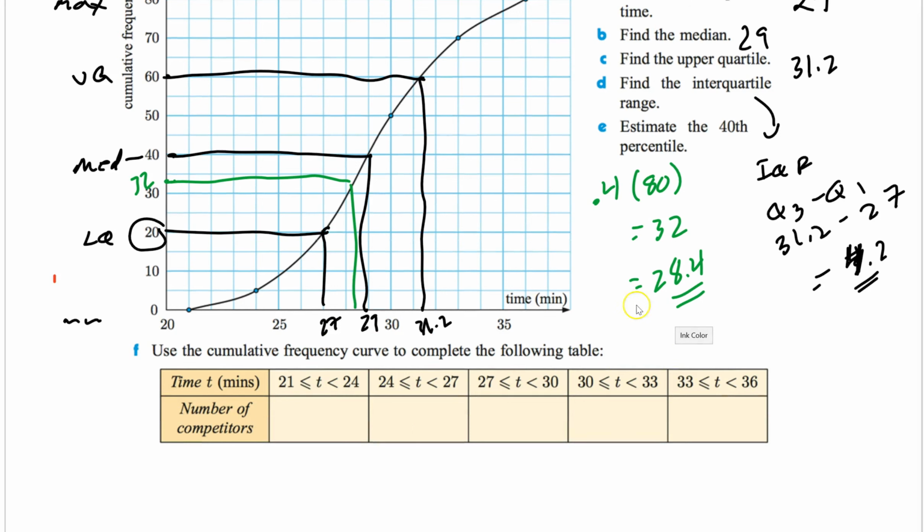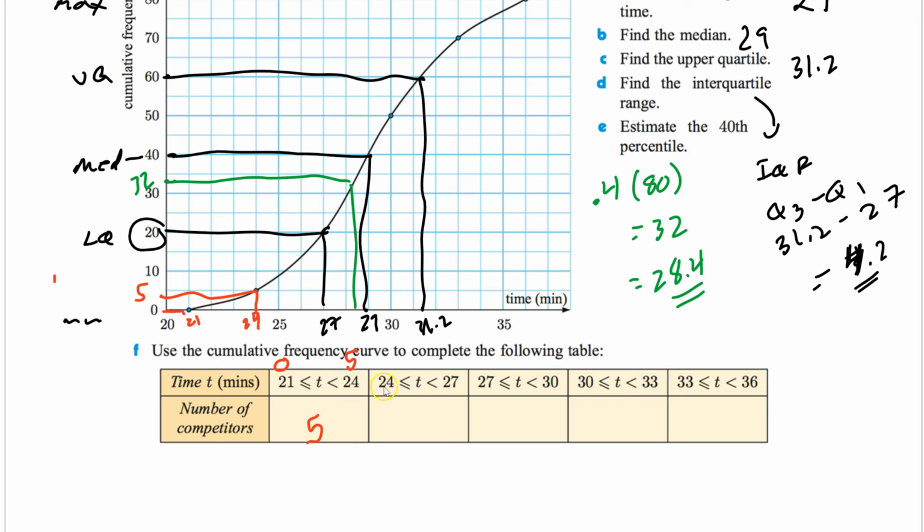They want you to fill out the following table. So the way this works is actually not that bad. You just go 21. So 21 right here. If you look at 21, you're at 0. So this is 0. Then we go to 24, which is right here, and that's at 5. Sorry for the bad line again. So the number of people that went between 0 and 24 is just 5.